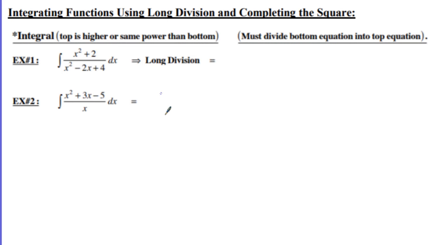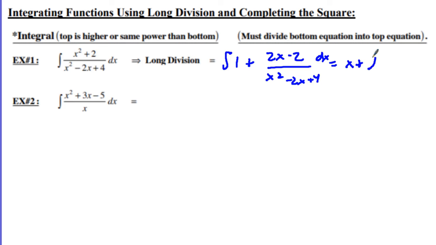So here we have a long division problem, okay? And so what we're going to do is divide this x squared plus 2 into the x squared minus 2x plus 4, and it would end up becoming 1 plus (2x minus 2) over (x squared minus 2x plus 4). I can go and do my integration now, and that's with respect to x. The integral of 1 is x, and then I can use u substitution, and I find out natural log of x squared minus 2x plus 4. Don't forget plus c. And so that's where I had to do long division in there.